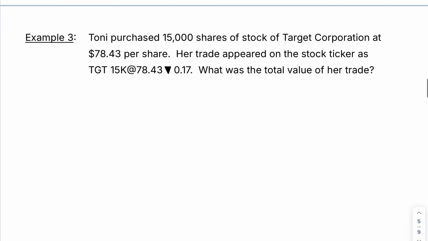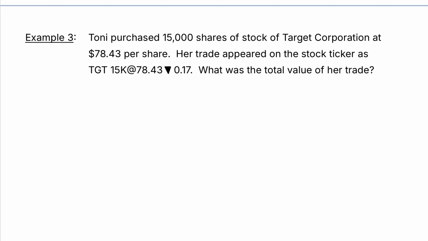Okay, let's take a look at example 3. So Tony purchased 15,000 shares of stock of Target Corporation at $78.43 per share. Her trade appeared on the stock ticker as TGT, 15K at 78.43, down 0.17. So what was the total value of her trade?